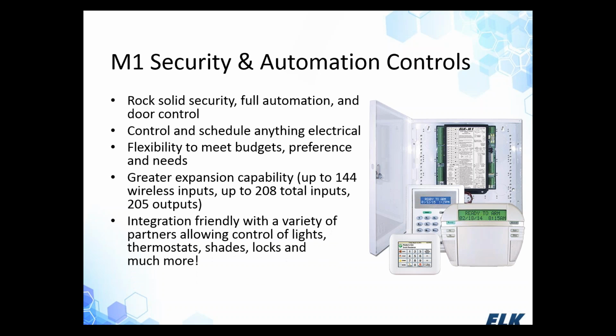We consider ourselves integration friendly with a variety of partner manufacturers to include lighting and thermostat, shades, locks, home automation software, and much, much more. The system is easy to program, but still yet powerful using the ELK RP programming software. And then we have a number of third-party apps available, as well as the M1 to Go software, which is available for controlling the system as far as your graphical user interface.